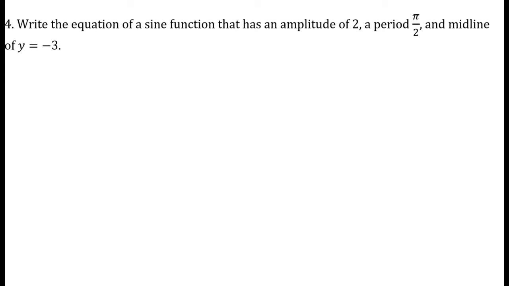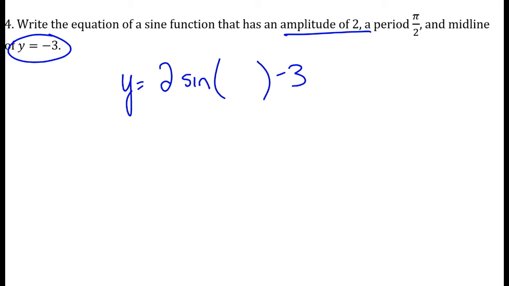Number 4, write the equation of a sine function that has an amplitude of 2, a period of pi over 2, and a midline of y equals -3. So we have an amplitude of 2. So y equals 2 sine of, I'll deal with that later. My midline's -3, so I need to shift down 3. What number goes in front of x? It is not pi over 2. That is the period.